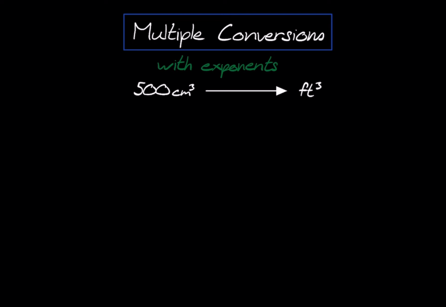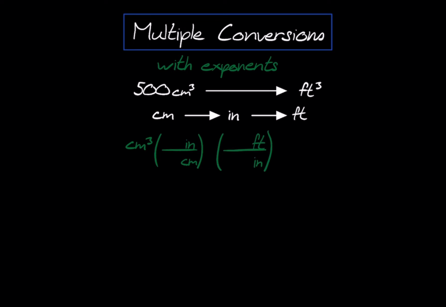Now for the conversion with exponents, let's convert 500 cubic centimeters to cubic feet. And again, the first thing we need to do is determine how we're going from centimeters to feet. And that would be centimeters to inches, and then inches to feet. So our equation without numbers will look like this: centimeters cubed, open parentheses, inches on top and centimeters on bottom, then open parentheses, feet on top and inches on the bottom. Now let's plug in the numbers. So we have 500 cubic centimeters, and then 1 inch over 2.54 centimeters, and 1 foot over 12 inches.